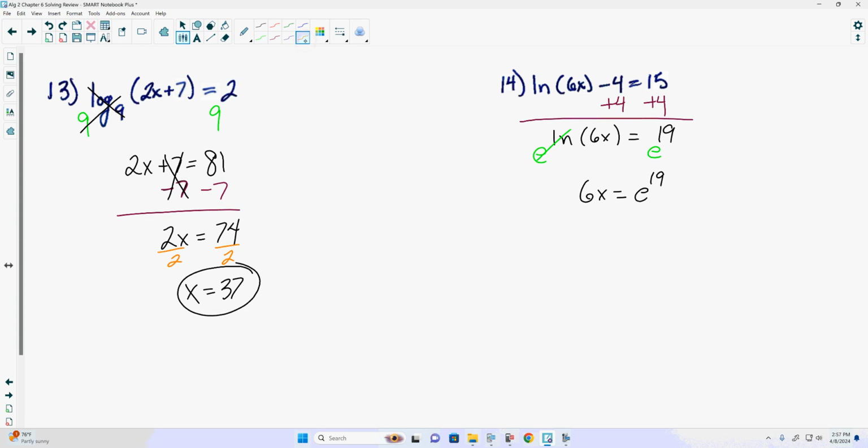Anytime we have e as the base, it's going to stay till the end. We're not going to need to plug it into the calculator. Now at this point, we're going to divide both sides by 6, telling us x is equal to e to the 19th over 6. That's it.